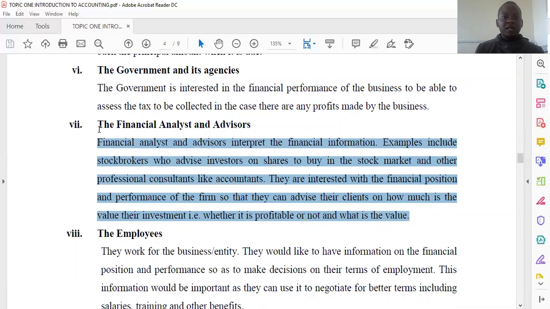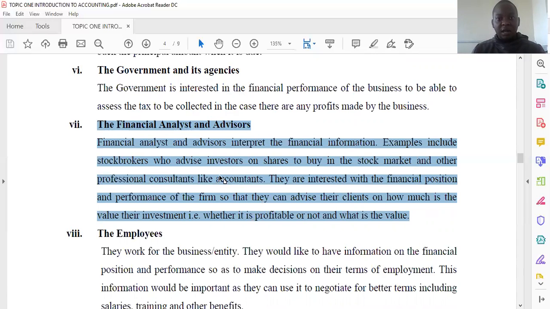And then you have financial analysts and advisors. These persons advise investors on which companies to invest in. So for them to make a decision on which company to invest in, they need to determine the strong companies financially, the profitable companies. And to be able to establish which is the most profitable company, they have to compare the profit and loss accounts of different companies. Now to tell which company is more profitable. So as such, financial analysts will need financial information in order for them to be able to advise investors on which companies to invest in.